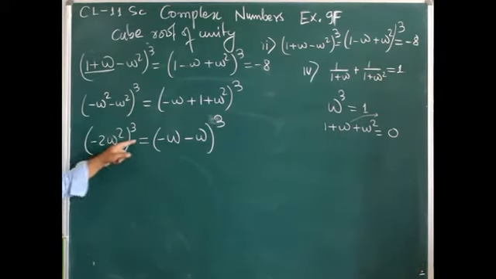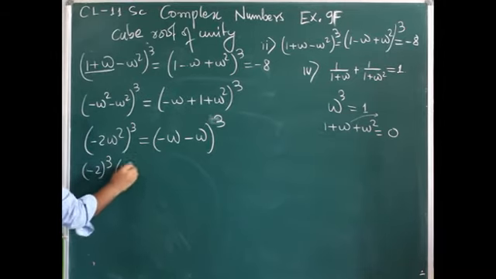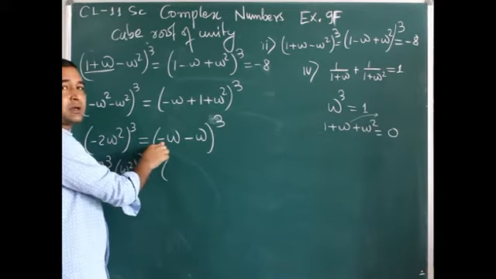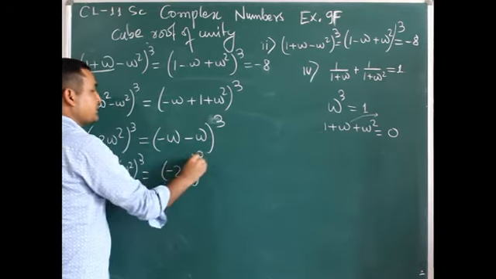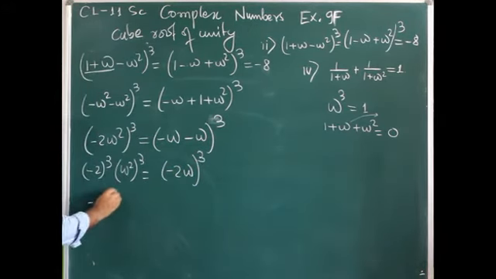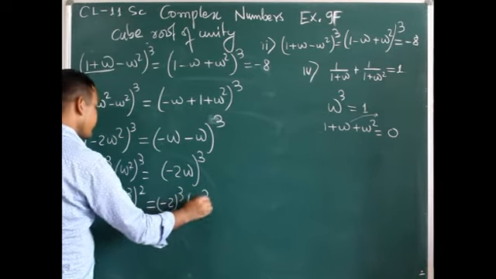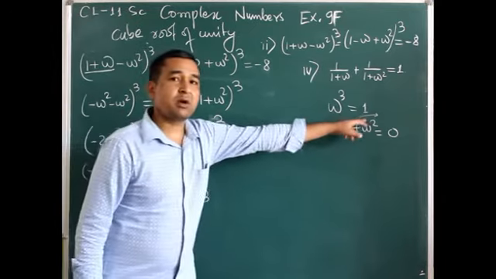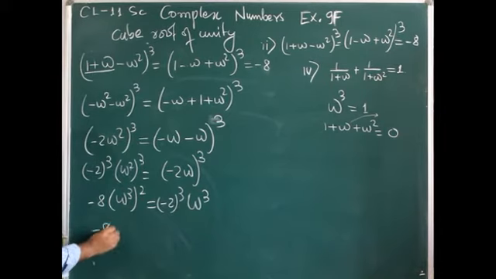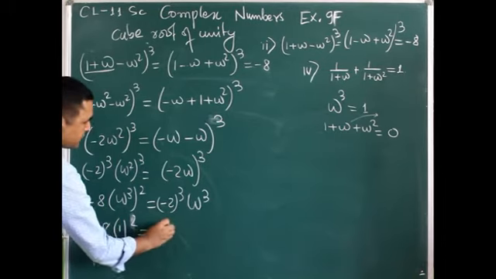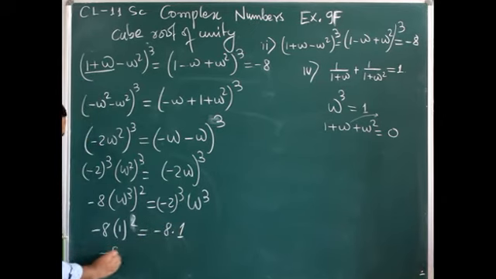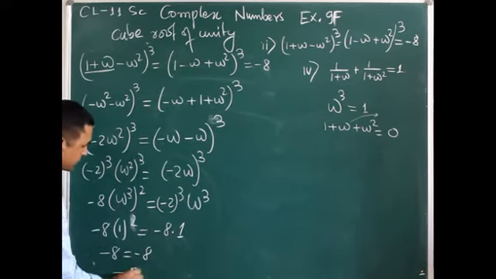Now let's separate the power. (−2)³ times (ω²)³, and this is also −ω, meaning (−2ω)³. Now this is −8, then let's change the power: (ω³)² equals (−2)³ times ω³. What is the value of ω³? The value of ω³ is 1. So −8 times 1² equals −8 times 1, and −8 equals −8, which equals the right-hand side.